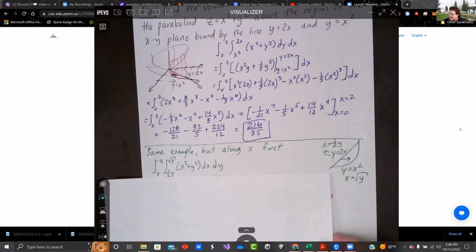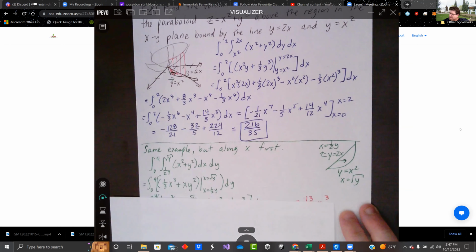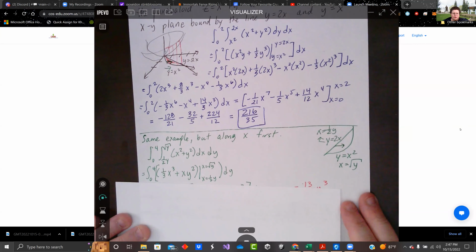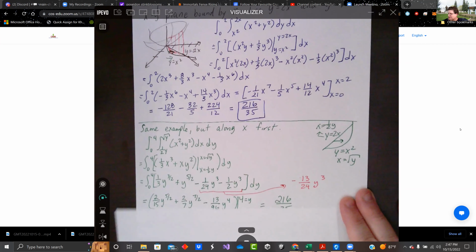So how do we go from here? We integrate with respect to dx first. We get 1/3 x cubed plus x times y squared. Evaluate it at square root of y and 1/2 y. We will get that. We can combine the latter two. I did it over to the side because I wanted to do this all on one page.